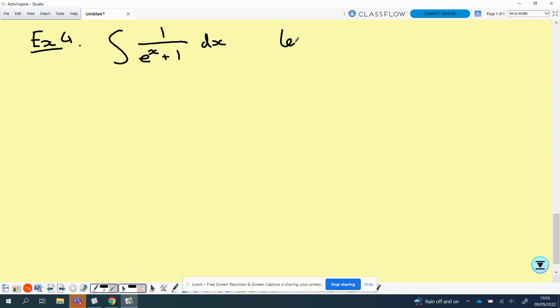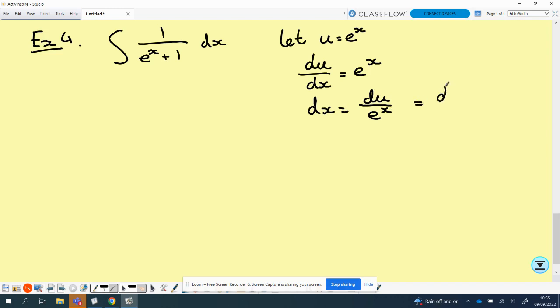Now here we're going to let u equal e to the power x. If I differentiate e to the power x, well, I still just get e to the power x. That's one of our rules in a formula sheet. And if I rearrange that, dx will be du divided by e to the power x, which is in this case du divided by u. E to the power x is what I allowed u to be, so I can swap that e to the power x for also a u.